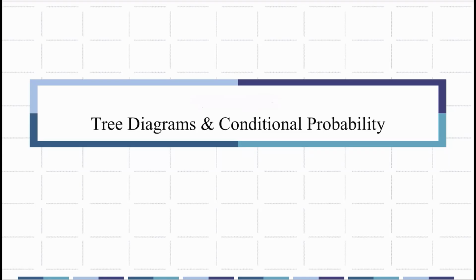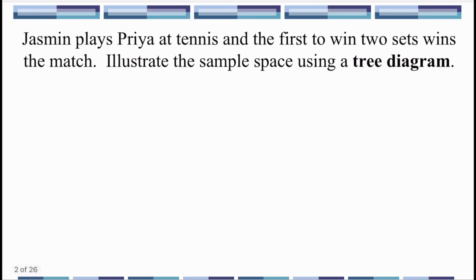Tree diagrams and conditional probability. Let's say that Jasmine plays Priya at tennis, and the first to win 2 sets wins the match. We're going to illustrate this sample space using a tree diagram. So the tree diagram works like this.